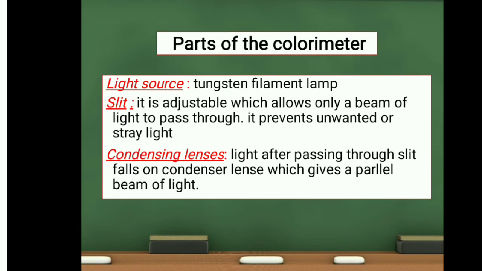Now let's talk about the parts of the colorimeter. First we have a light source, tungsten filament lamp. Then a slit. It is adjustable, which allows only a beam of light to pass through. It prevents unwanted or stray light. Then we have a condensing lens. Light after passing through the slit falls on the condenser lens, which gives a parallel beam of light.